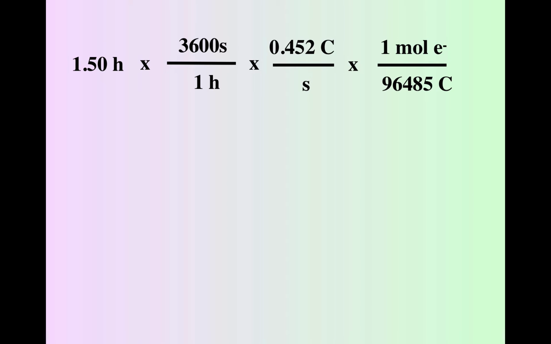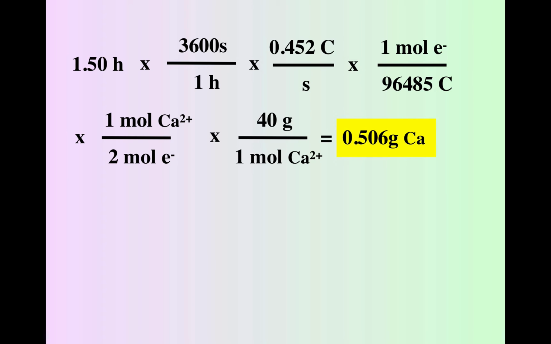So what I need to do is have my time in seconds, because amperes is coulombs per second. So if I multiply seconds by coulombs per second, I get coulombs. I can use the definition of Faraday, 96,485 coulombs per mole of electrons, as a way to convert to moles of electrons, putting coulombs in the denominator and moles of electrons in the numerator. As we just saw, it takes 2 moles of electrons to reduce calcium 2+, and the molar mass of calcium is 40 grams per mole. So I can calculate how many grams of calcium I'm producing over at the cathode.